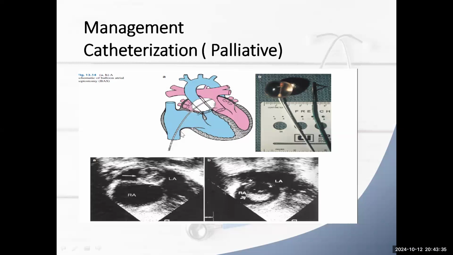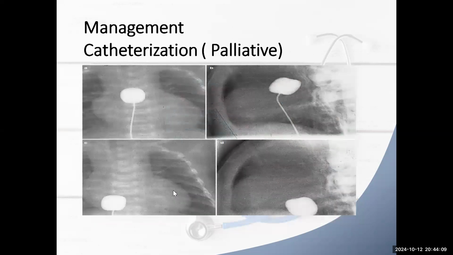We can go through the inferior vena cava to the right atrium with a balloon. This balloon is called the Rashkind balloon, named after the doctor who made it. We pass this balloon through the PFO. The balloon goes from the IVC to the right atrium, through the PFO to the left atrium. Then it is inflated. Then we pull it. When we pull it, it cuts the interatrial septum, so it becomes a big ASD rather than a PFO.